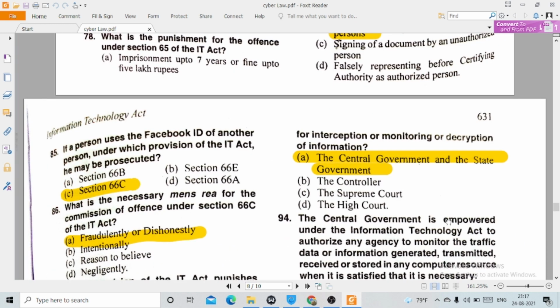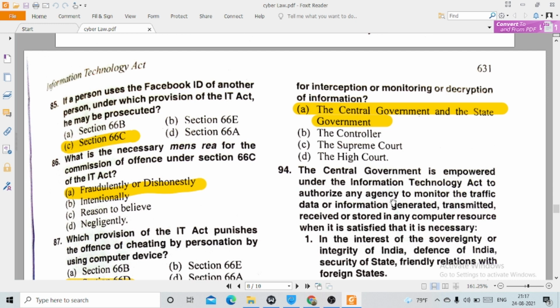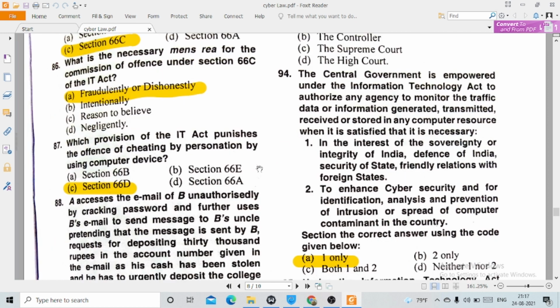85. If a person uses the Facebook ID of another person, under which provision of the IT Act may he be prosecuted? This is option C, Section 66C. 86. What is the necessary mens rea for the commission of an offence under Section 66C of the IT Act? The mens rea is option A, fraudulently or dishonestly. So 66C actually deals with the punishment for identity theft.